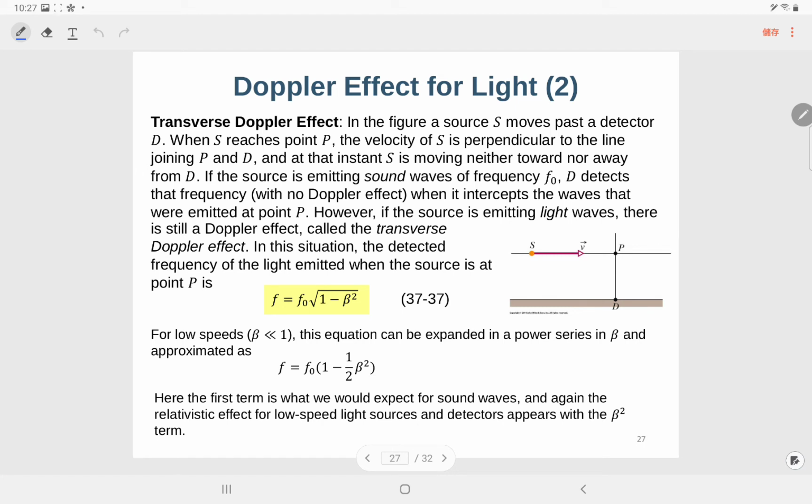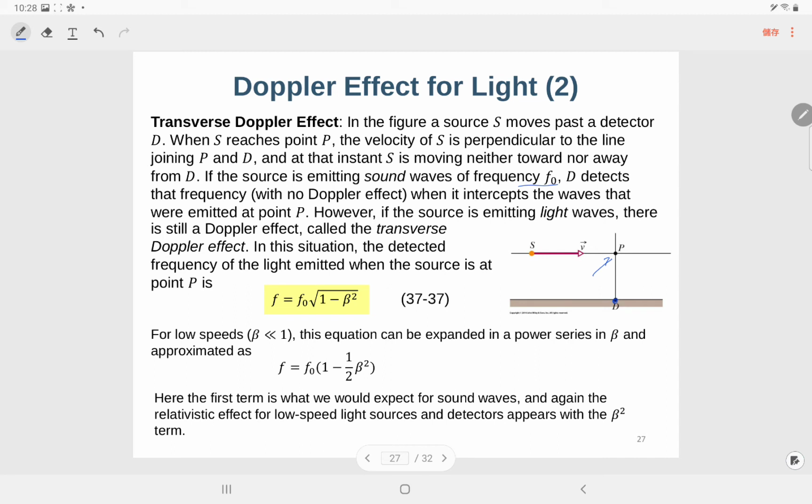Okay, so for the transverse Doppler effect, in the figure source S moves past a detector. So the detector is here, and you are moving perpendicular to it. At this point, the velocity of S is perpendicular to the line joining P and D, and at that instant S is moving neither toward nor away from D. If the source is emitting a sound wave of frequency f sub 0, D detects that frequency with no Doppler effect when it intercepts the wave that was emitted at point P.